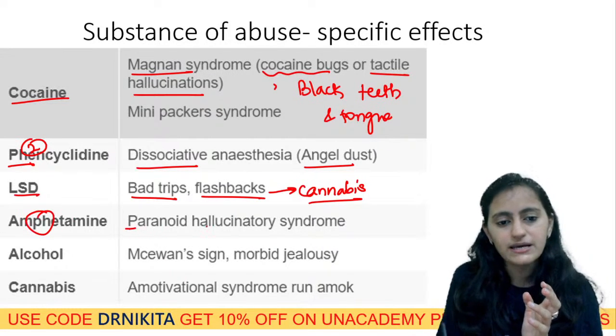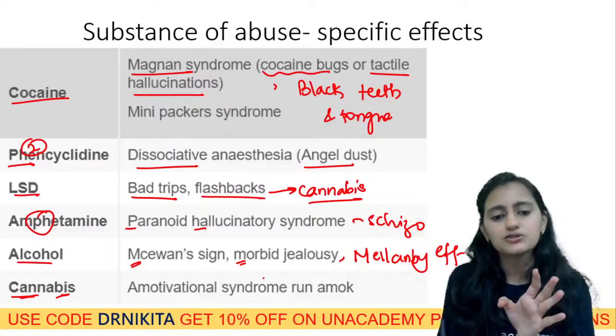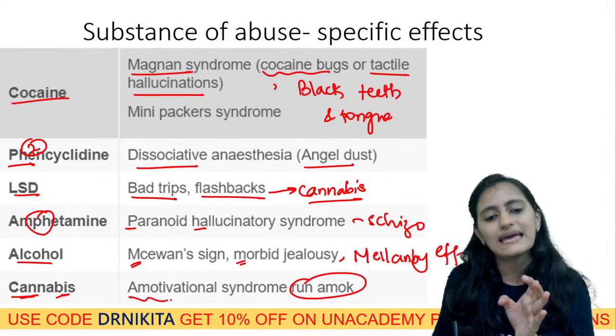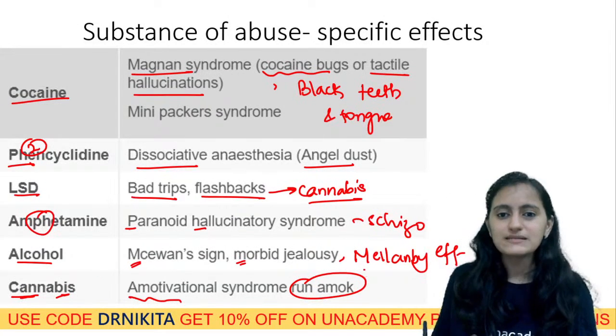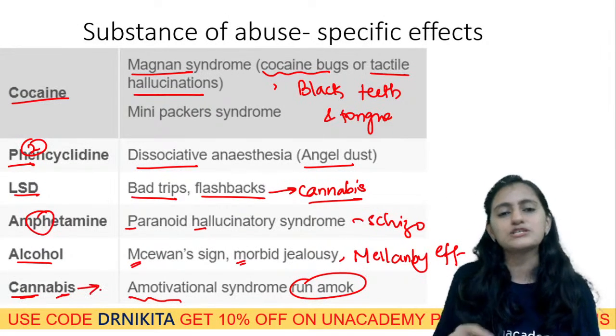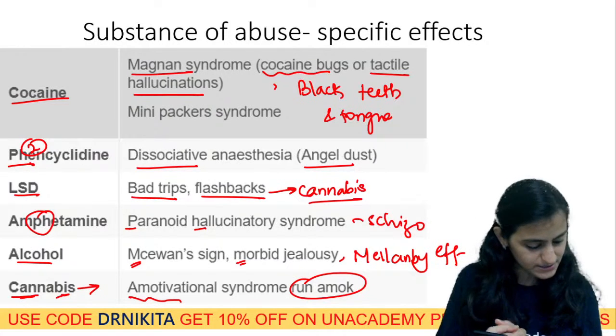Amphetamine, paranoid hallucinatory syndrome, similar to schizophrenia. So you have run amok and amotivational syndrome, which is seen with cannabis. So can someone tell me what is the smell which you have in cannabis? What smell, what odor is seen with cannabis?